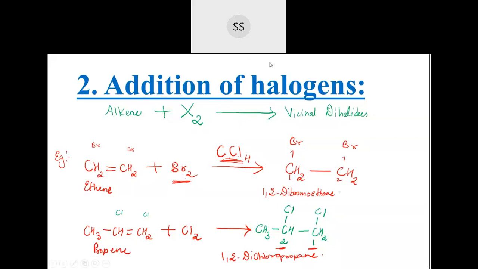Now, is this clear? See why we are taking this as X2: because they exist in a diatomic form. How does chlorine exist? Chlorine is not an atom; it doesn't exist in atom form. It exists in molecule form, Cl2. Chlorine is a gas, so Cl2, so I have taken X2 here. Bromine is also like that.